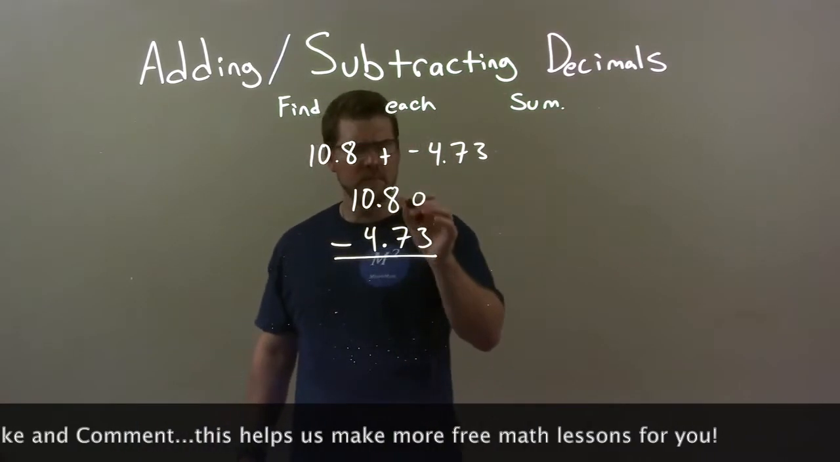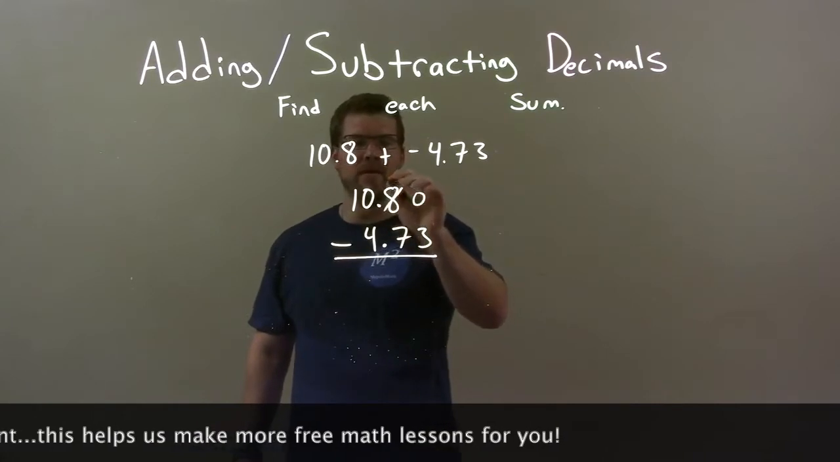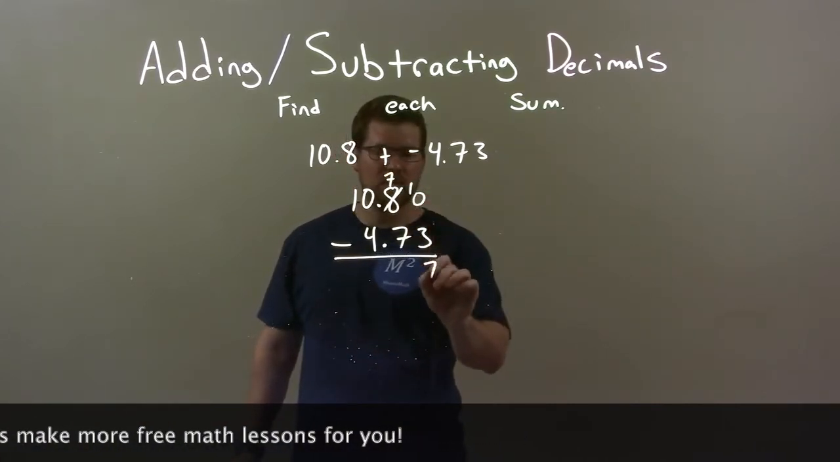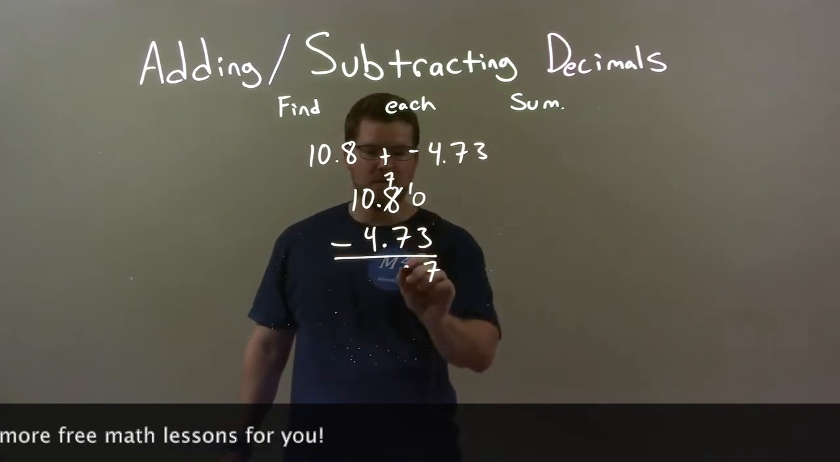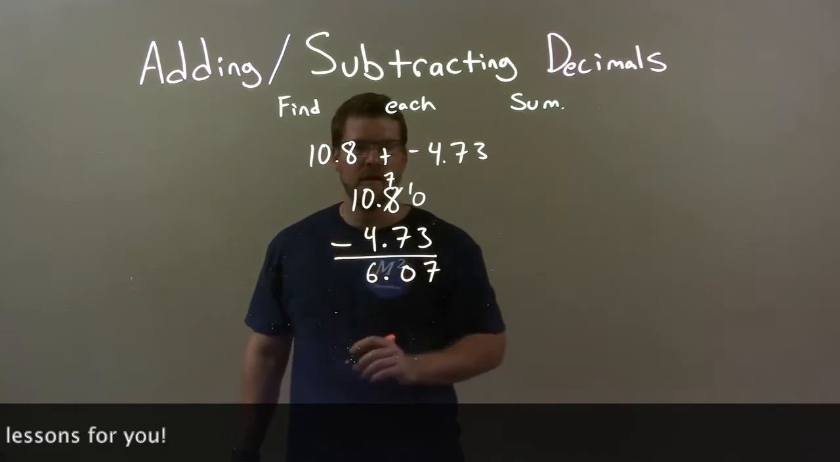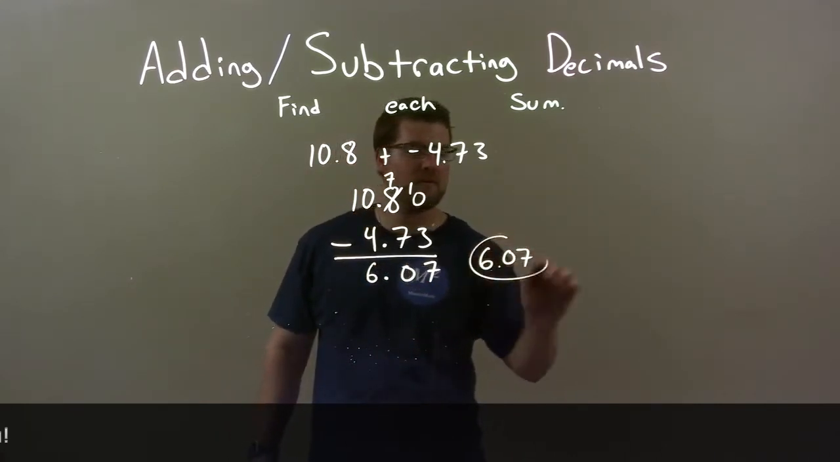Well, 0 minus 3 doesn't work, right? So we take the 8 and make it a 7 and carry that 1. Now we have 10 minus 3, which is 7. 7 minus 7, which is 0. Decimal place comes down. And 10 minus 4 is 6. And so here we have our final answer: 6.07.